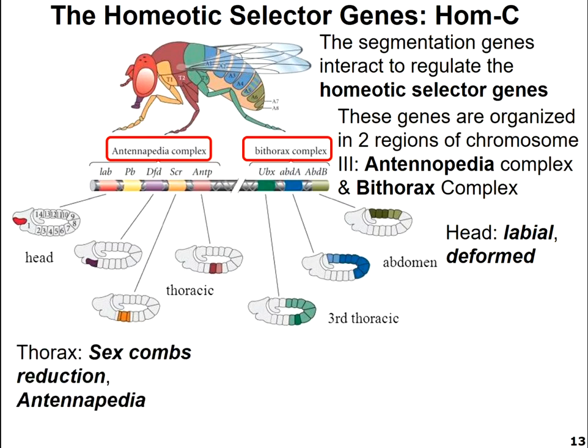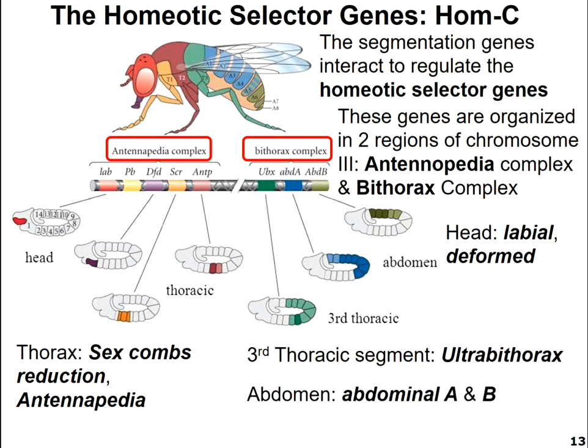More posteriorly, we find sex combs reduced and Antennapedia, which are expressed in the thorax of the animal, in particular the first and second segments of the thorax. The third thoracic segment of the animal is identified by Ultrabithorax, and all the other abdominal segments are defined by expression of abdominal-A and abdominal-B.